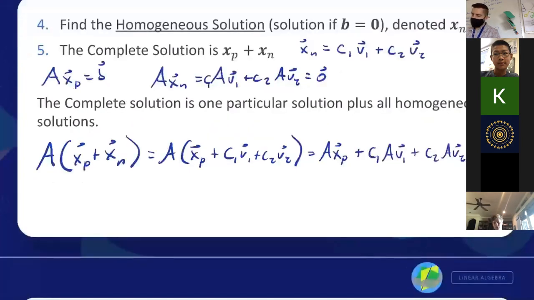A X sub P, we already said, is B. A V1 is going to be 0, and A V2 is going to be 0. So this will be another solution, right? That'll also give us B. So if I take all of my homogeneous solutions and I add one particular solution to it, I will have a new solution to AX equals B, because all those homogeneous ones I'm adding, they're not really adding anything to the B side.